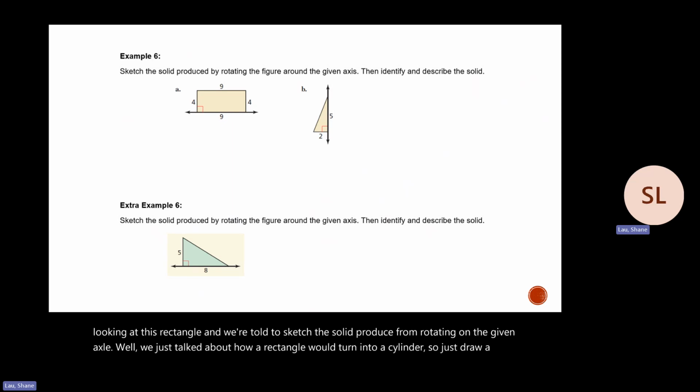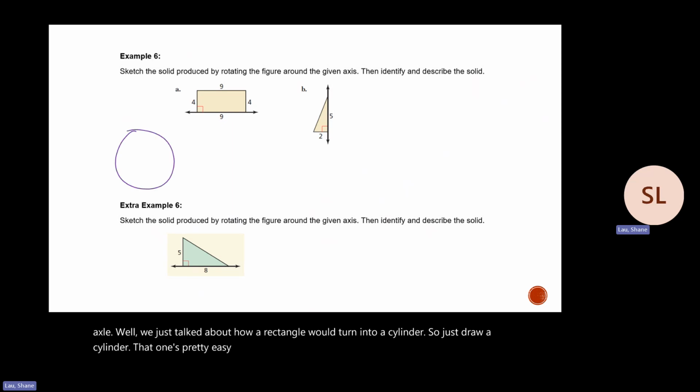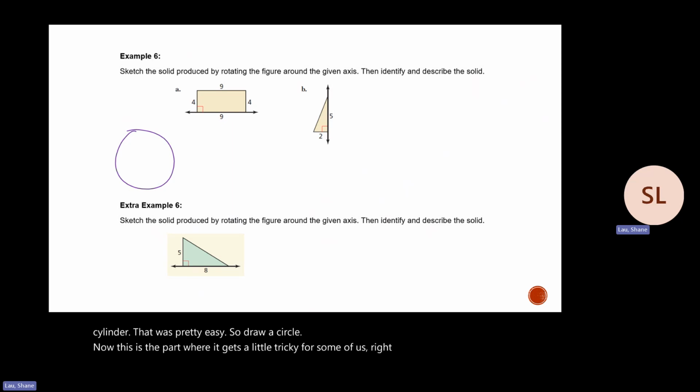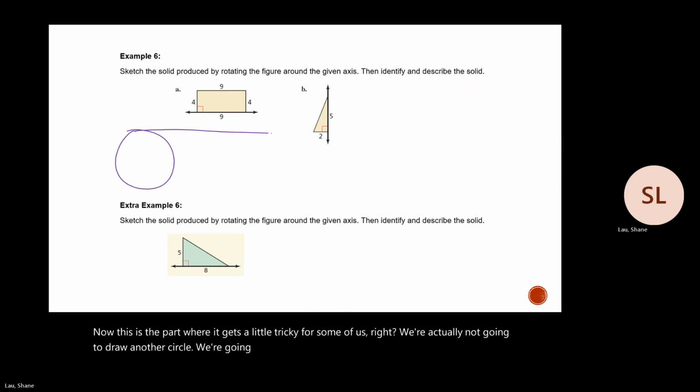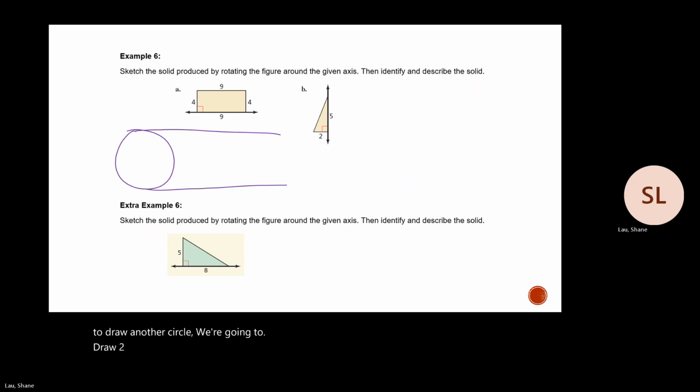That one's pretty easy. So we'll draw a circle. Now this is the part where it gets a little tricky for some of us. We're actually not going to draw another circle. We're going to draw 2 lines like this. We're going to create a half circle here, and then a dotted half circle over here. Okay, we'll just pretend that's all dotted up.